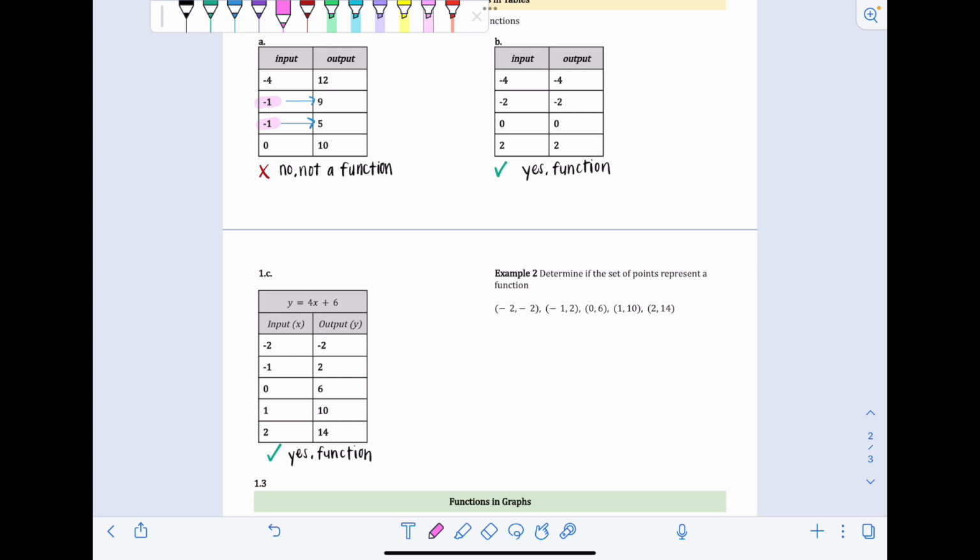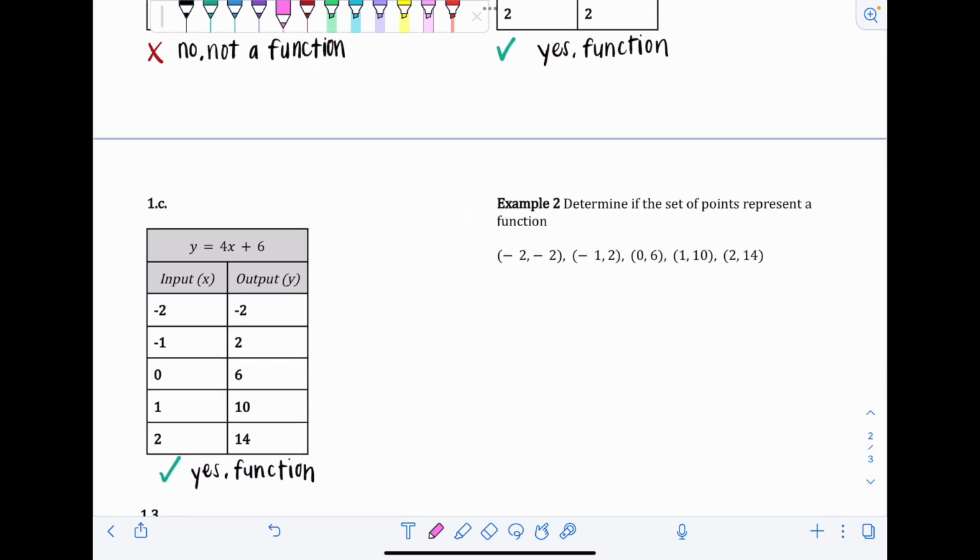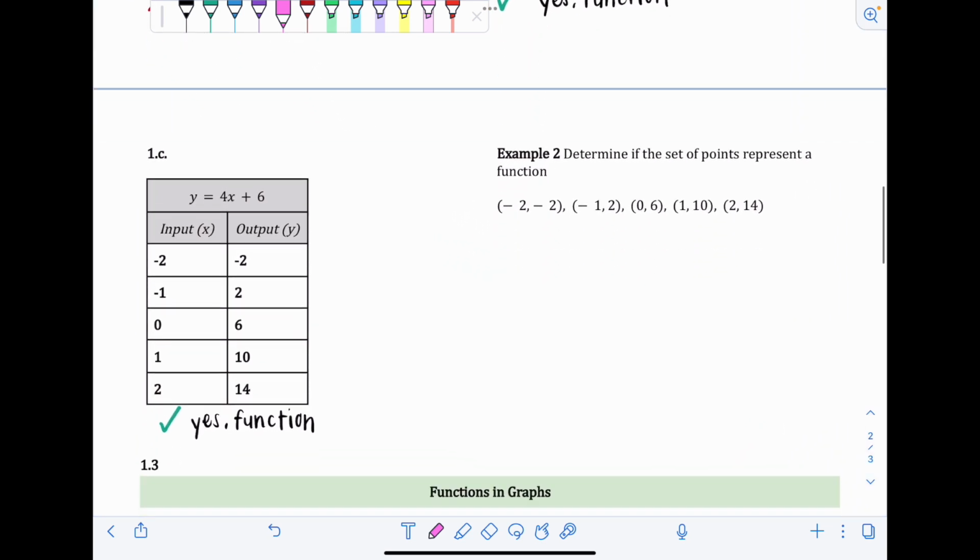Okay, so example 2 now. Determine if the set of points represent a function. It can be pretty tricky, at least with my eye, to determine if the list of points is a function or not. But you can always take that list and rewrite it as a table if it makes it easier for you. So I'll show you without making a table first, and I'll show you making a table second.